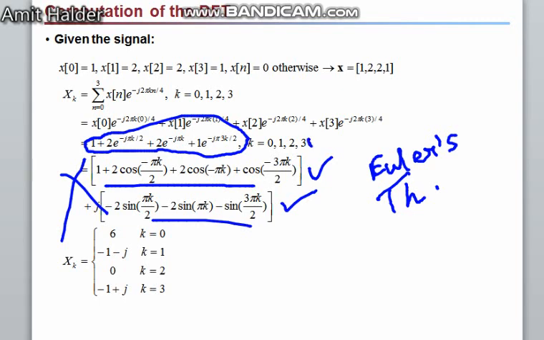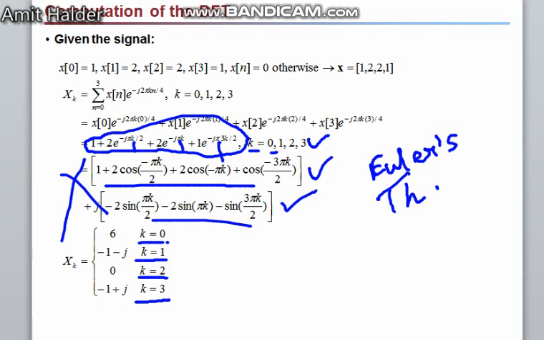So first of all, think about it. Just k is equal to 0, 1, 2, 3. Put the value k equal to 0 here. Let's find out by calculating with your calculator, and you will find the value is 6. For k equal to 1, you will find that the value is 1 minus j. And for k equal to 3, the value is minus 1 plus j.